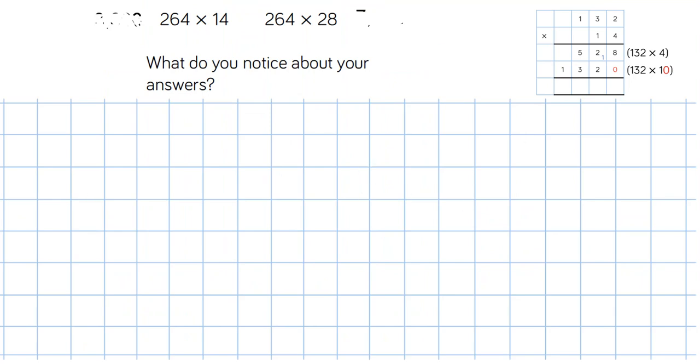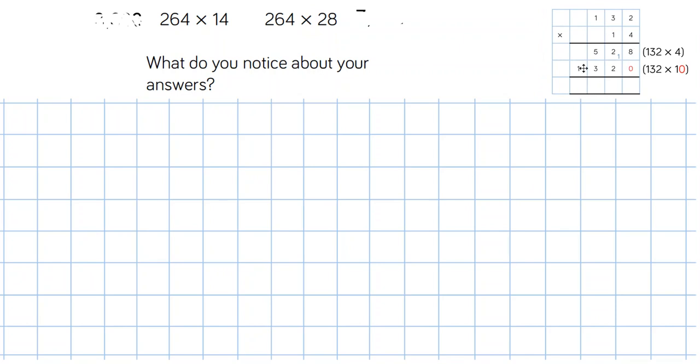Okay, so for each of the next ones, I've left you a little model up here, so that you can always come back and check that you're setting things out in the right way. You've got 2 sets of multiplication to do. You've got 264 times 14, and you've got 264 times 28. So use the long multiplication method to calculate the answer for each of these. And when you've got your answer, what do you notice about the 2 answers? Pause the video and have a go.